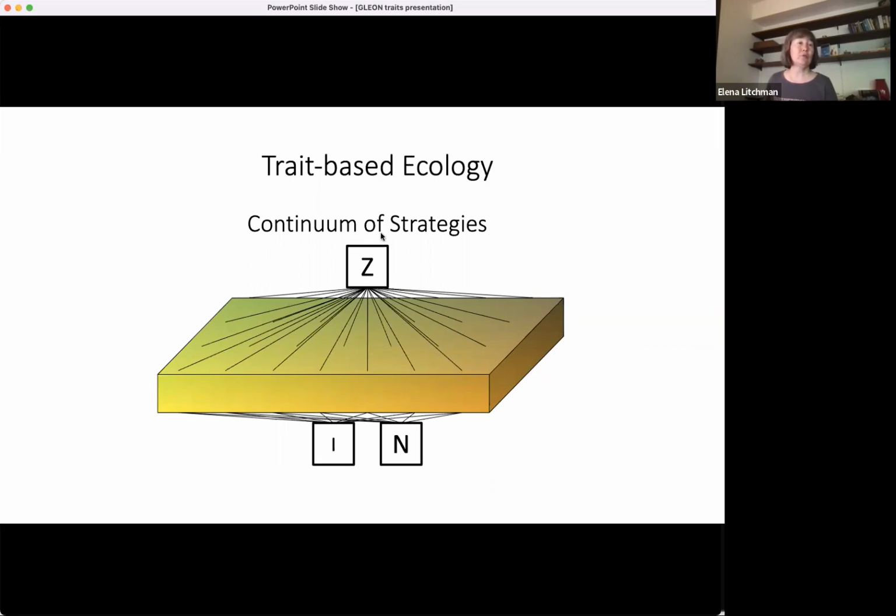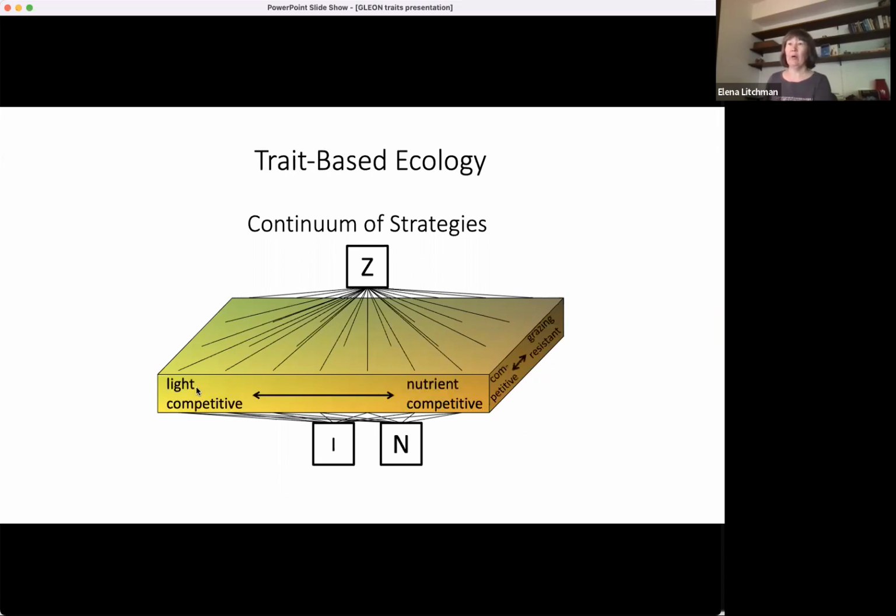It looks at the continuum of strategies. So when you think about phytoplankton, you can think about different strategies in terms of light competitive abilities or nutrient competitive abilities, or along another dimension, you can think about grazer resistance or being a good competitor as another axis for ecological strategies. So when we think about the continuum of strategies, it becomes easier. We don't need as many equations as we would if we were to model individual species explicitly.